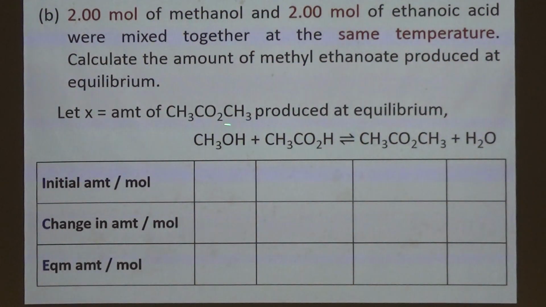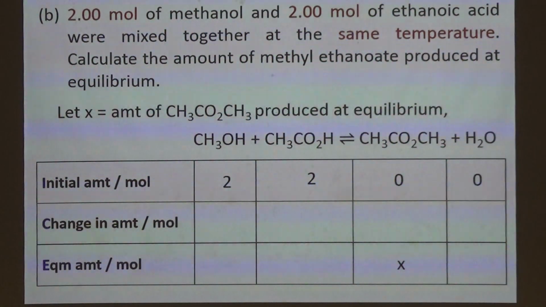Let X be the amount of ester produced at equilibrium. So use the same ICE table again. 2, 2, 0, 0. Equilibrium amount, let it be X. So you can see that this must be plus X. The increase in amount of water must be plus X also. So this will be X. Minus X for your alcohol, so you get 2 minus X. And minus X for methanoic acid, so you get 2 minus X as well.